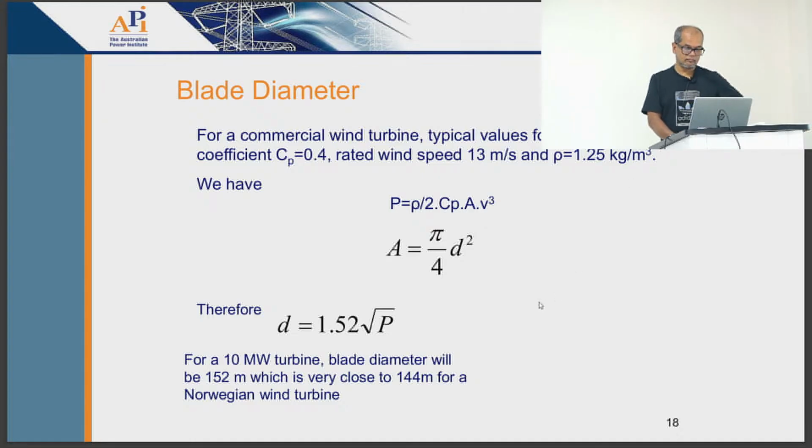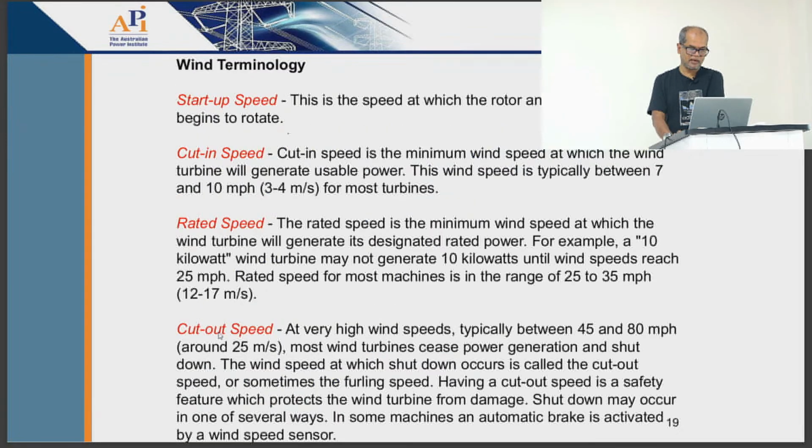Now, this just shows a simplification, to give an idea of what the diameter should be for a particular wind farm. It's a very simple equation. For example, for a 10 megawatt wind farm, you need a diameter of around 150 meters, while the one used in Norway is 144 meters. Here we are making some assumptions just to simplify the equation, but what I am trying to say is that based on the power, you can have a good idea about the diameter.